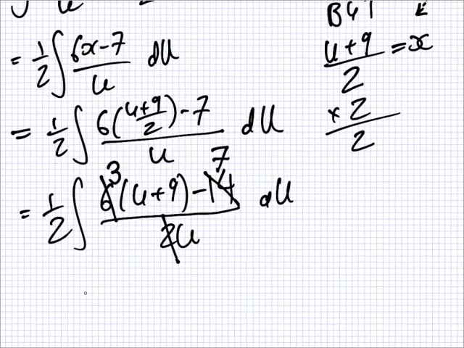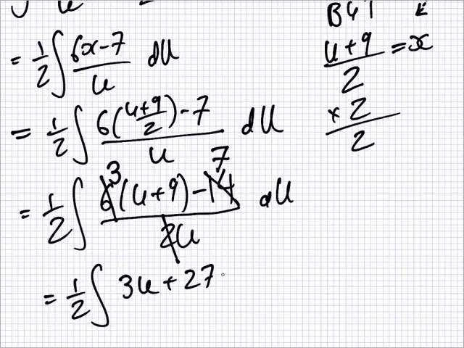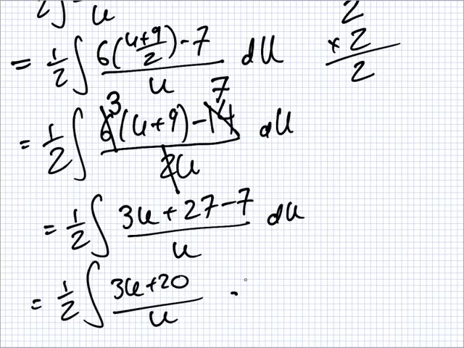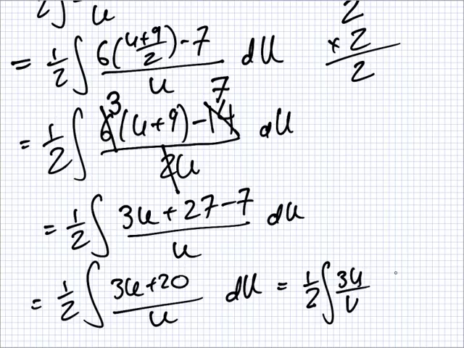So you're left with a half, 3u plus 27 minus 7 over u du. So now we're left with a half, 3u plus 20 over u du, which is a half, 3u over u plus 20 over u du.